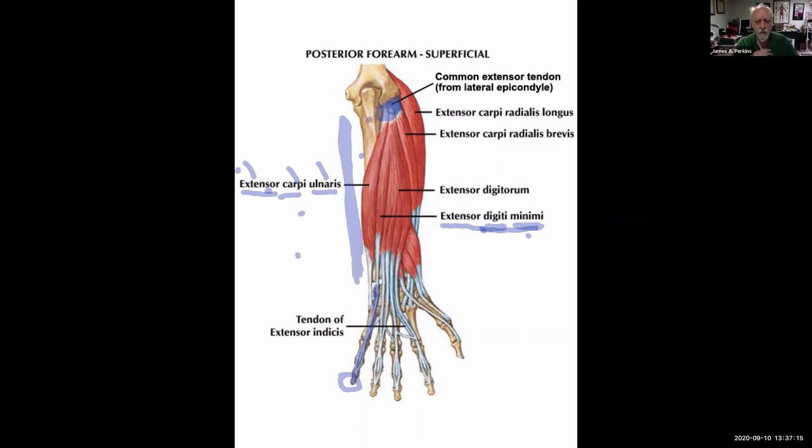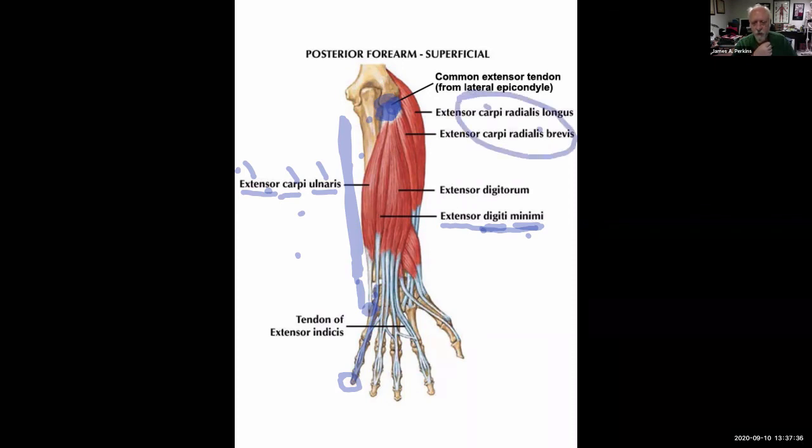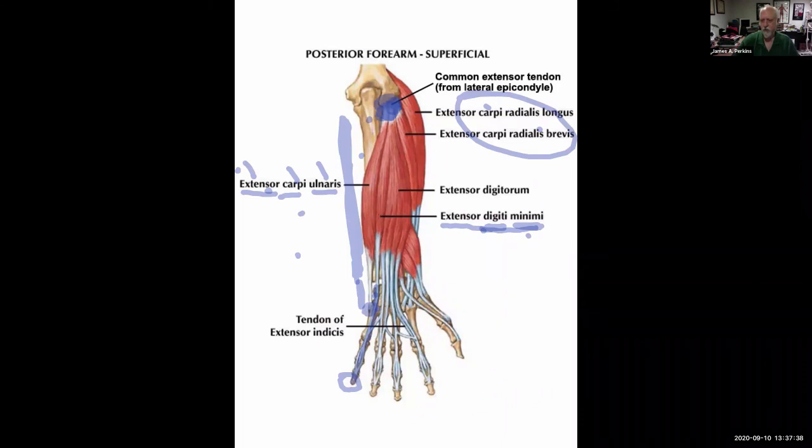So that also originates up here on the common extensor tendon. You can actually see its tendon right here, and it inserts right there on the 5th metacarpal of the hand. So when this muscle contracts, if it's working along with these other extensor carpi radialis muscles, you're going to just get pure extension of the wrist.